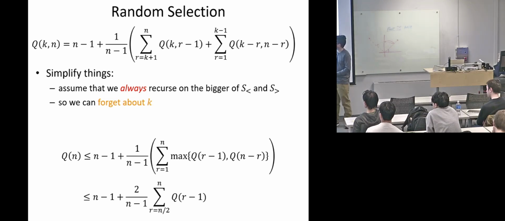And this simplifies to this one, because we can just start from n over 2 to n instead of from 1 to n, take the bigger one, and you get a factor of 2 here. And with this it now looks simple enough that we can analyze it. Okay, so this is the recurrence that we have.